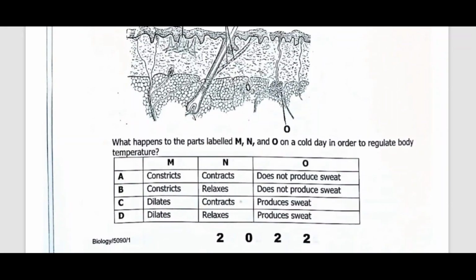Now let's look at this. What happens to the parts labeled M, N, and O on a cold day in order to regulate body temperature? So on a cold day, there are some changes, like the blood vessels are expected to constrict, and we know that M is the blood vessel, so constrict. So between A and B we have the answer. Then for sebaceous glands, we are expecting them to contract, so the answer is A. Then the sweat glands will not produce sweat since it's cold.